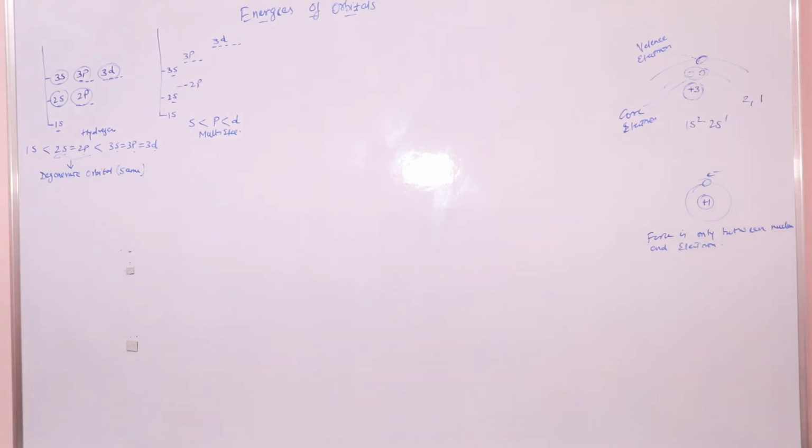The attraction will be lowered due to the partial screening of the positive charge on the nucleus by the inner shell electrons. These inner shell electrons are actually acting like a screen between the outermost electron and the nucleus. So they are reducing that attractive force. This effect is known as the shielding of outer electrons from the nucleus by the inner electrons.